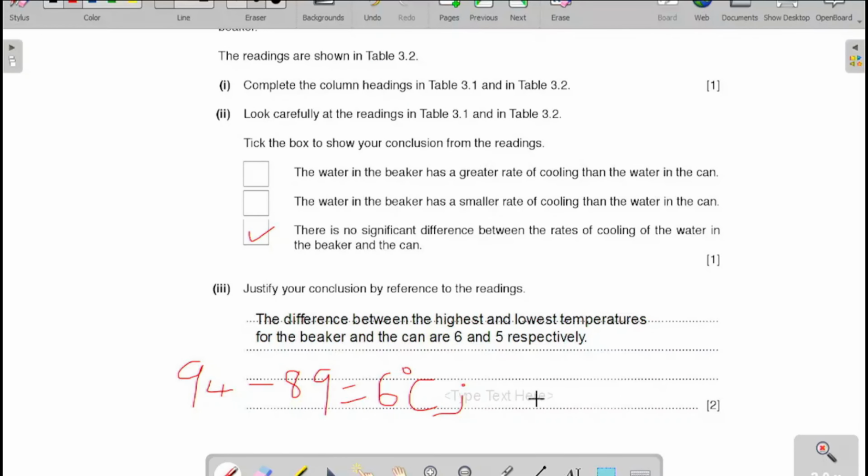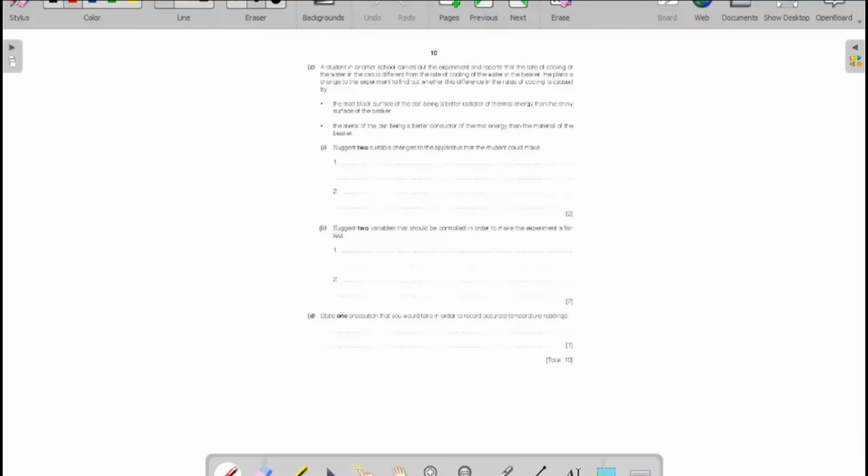Then you also have 93 minus 87 equals 5 degrees Celsius. Okay. The next one.